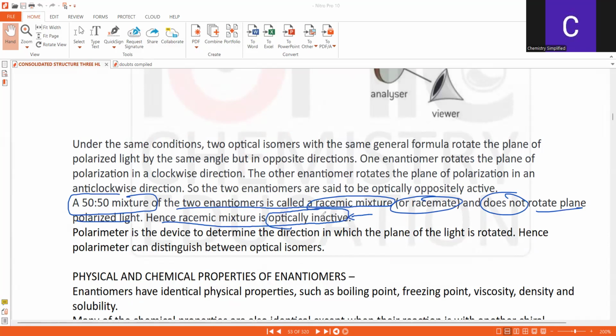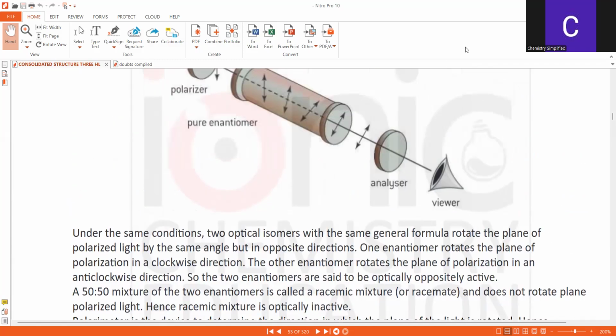Optically active means it should rotate the plane of the polarized light, but this does not. So individually, each of the isomers is optically active, but the mixture of both of them, 50%, 50%, is optically inactive. Okay, so that's all you need to know about the stereoisomers, both cis-trans isomers and the optical isomers.